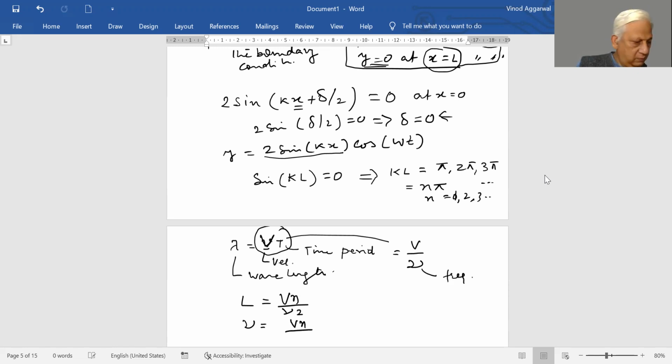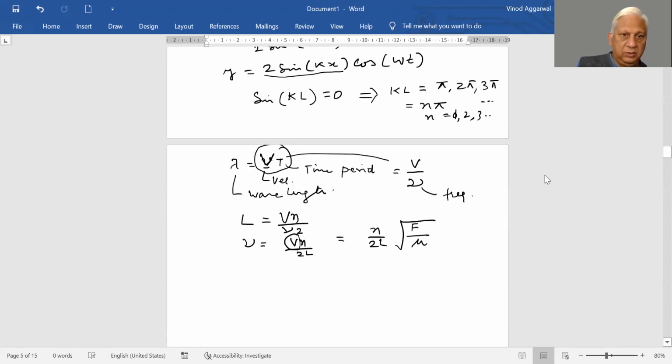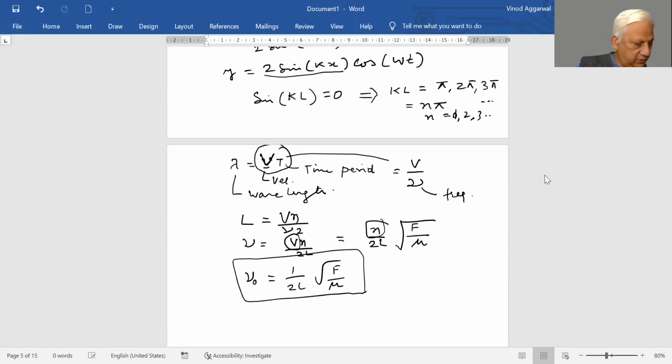nu is equal to Vn by 2L, and we substitute the value of V. We know V is square root of F by mu. So for fundamental frequency, which we denote as nu0, n should be 1. So it becomes... this is the formula for fundamental frequency.